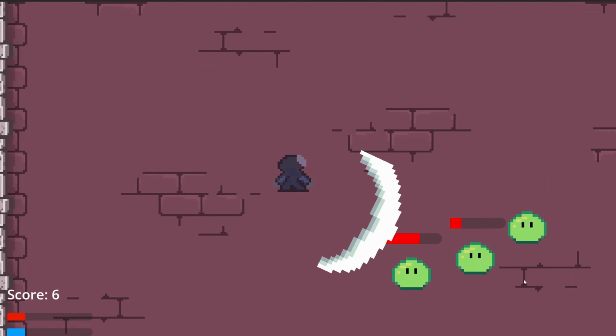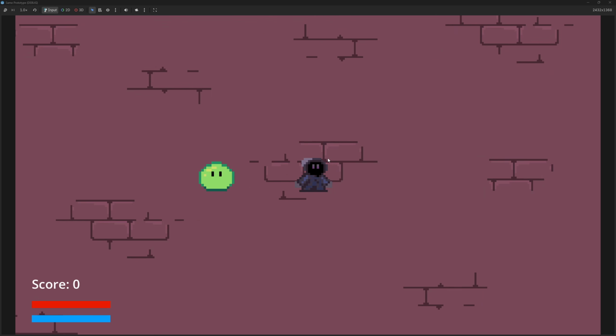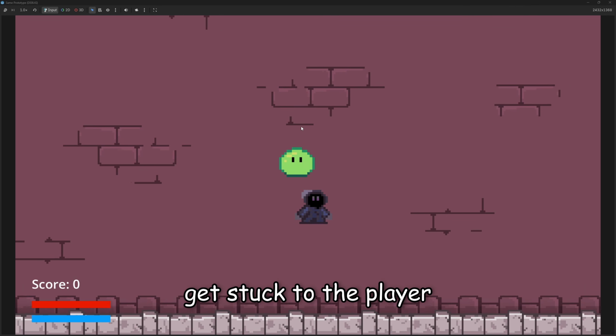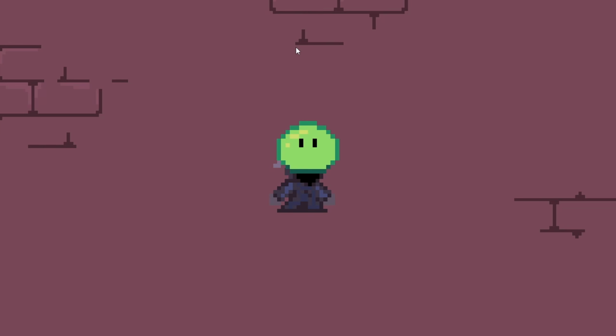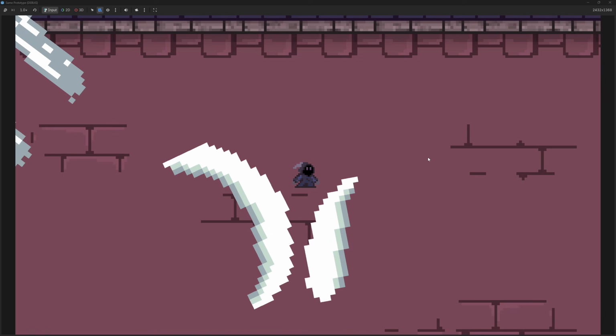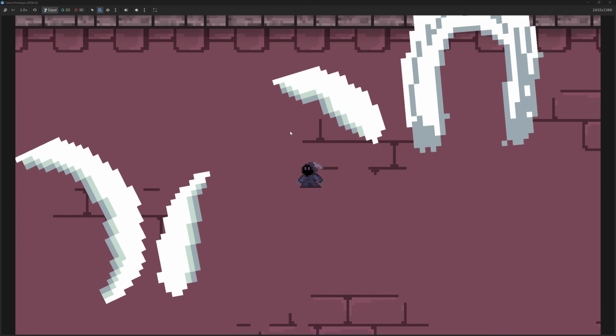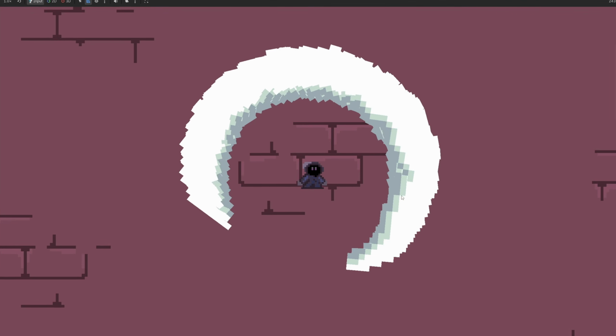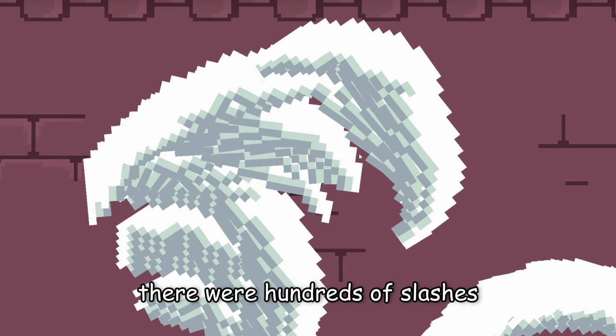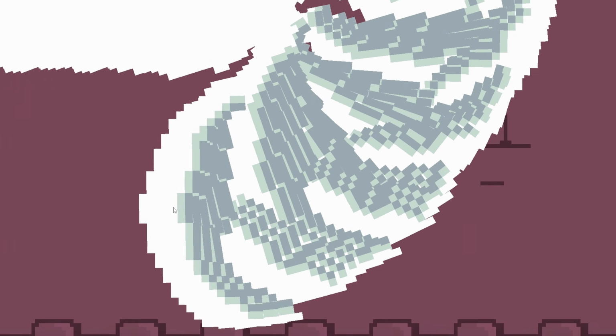There were a lot of small issues along the way. At one point, the enemy would just get stuck inside the player and not move at all. Other times my attacks would keep triggering over and over again because of how I set up the animation. And at one point there were hundreds of slashes just stacked on the mouse position that didn't despawn.